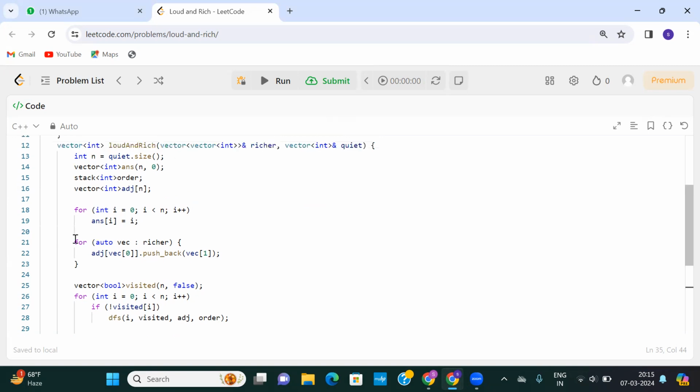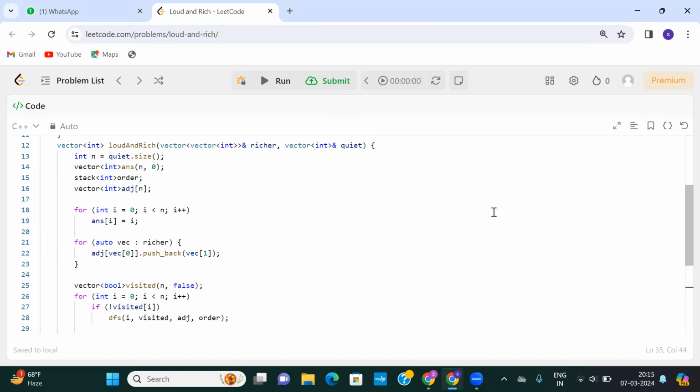Now, what we did in line number 18 to 19: answer at the index of i is equal to i. The vector answer we have defined, now we have initialized every index with its own value. Answer at the index of 0 equals 0, answer at the index of 1 equals 1, answer at the index of 2 equals 2. Why? Because the question clearly says we need to tell the most quiet person among all the persons who have more money than the person X.